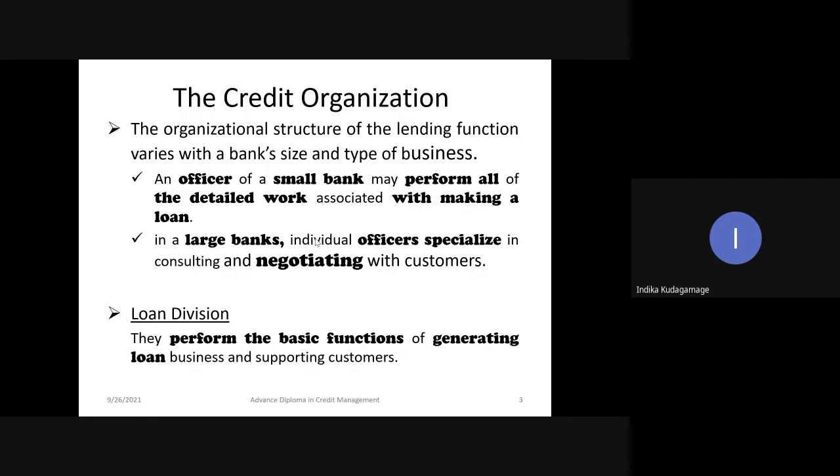Loan division, they perform the basic function of generating loans, business and supporting customers. You have music, right? It is everywhere in the country now.